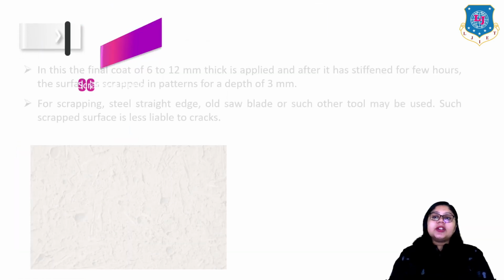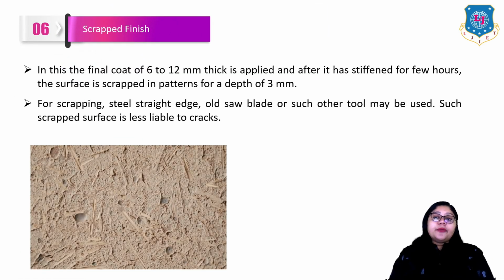Now let us move to the sixth one, which is scraped finish. In this, the final coat of 6 to 12 mm thickness is applied, and after it has stiffened for a few hours, the surface is scraped in a pattern to a depth of 3 mm. For scraping, a steel straight edge, old saw blade, or other such tool may be used. Such a scraped surface is less liable to cracks, as shown in this video.